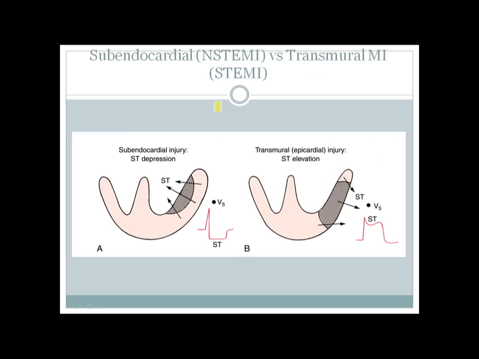Here is a comparison between sub-endocardial and transmural MI. In case of sub-endocardial MI, the sub-endocardial vessels are occluded, so not the full myocardium is involved, only the sub-endocardial myocardium. That's why it leads to ST depression rather than ST elevation, because the current of injury travels inwards, away from the chest leads, leading to ST depression. But in case of transmural or epicardial MI, which occurs due to total blockage of an artery, the current of injury goes towards the injured side, and that's why it leads to ST elevation, and later on it leads to development of Q waves.